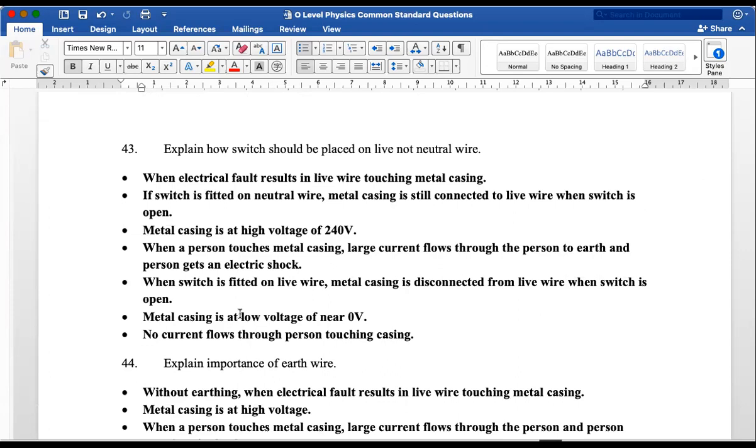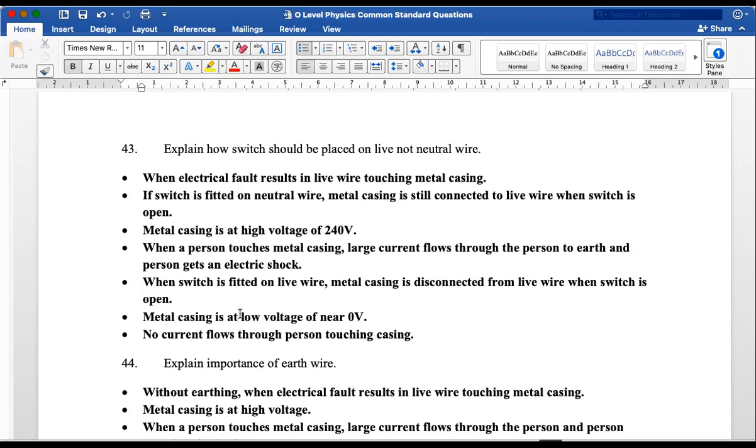Explain why the switch should be placed on the live but not the neutral wire. When an electrical fault results in the live wire touching the metal casing, if the switch is fitted on the neutral wire, the metal casing is still connected to the live wire when the switch is open. The metal casing is at a high voltage of 240 volts. When a person touches the metal casing, large current flows through the person to the earth and the person gets an electric shock. When the switch is fitted on the live wire, the metal casing is disconnected from the live wire when the switch is open.